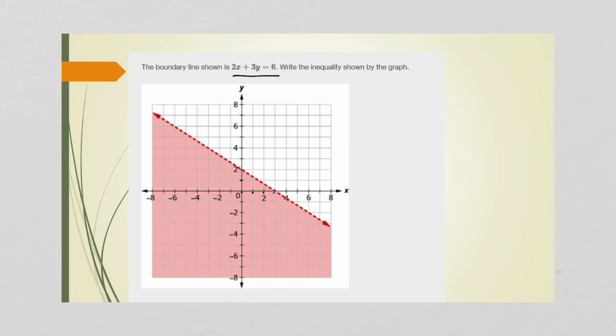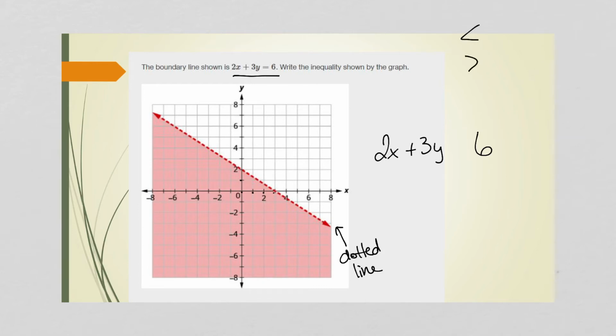The same rules still apply, except this time we have a dotted line, which means that we do not have the equal to symbol underneath the inequality symbol. So I can leave it as 2x plus 3y, and that'll be 6 over here. Okay, now I just need to decide which inequality. Do I want less than or do I want greater than?